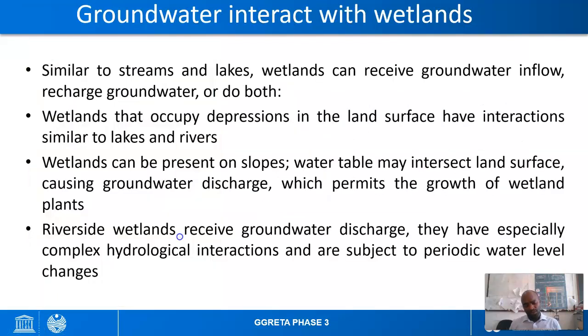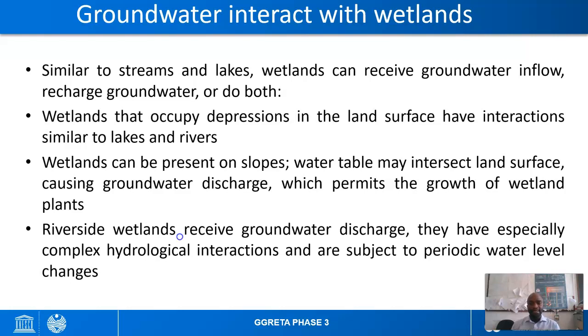Right, it's very important also to note that wetlands can interact with the groundwater. So they can be groundwater dependent wetlands, and this is what we want to discuss here briefly. Similar to streams and lakes, wetlands can receive groundwater inflow, recharge, or both. Now, wetlands that occupy depressions in the land surface have interactions similar to lakes and rivers. Wetlands can be present on slopes, right? So besides being present in depressions, they can also occur on slopes.